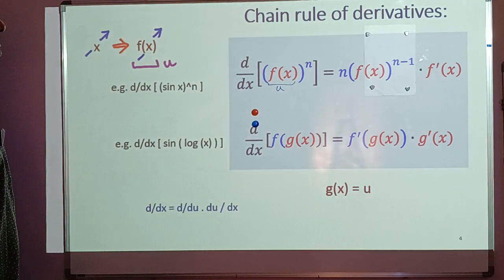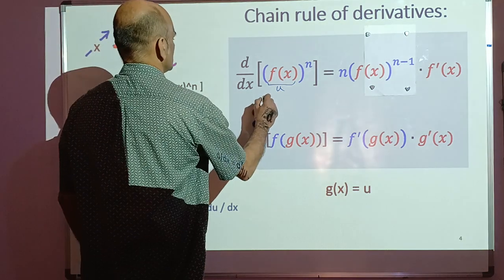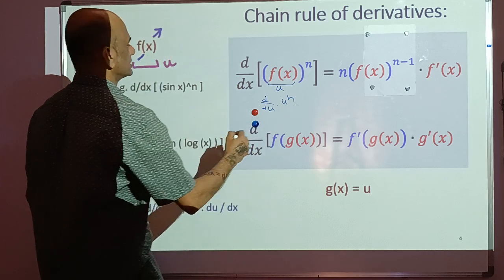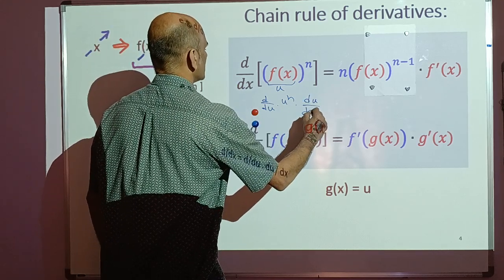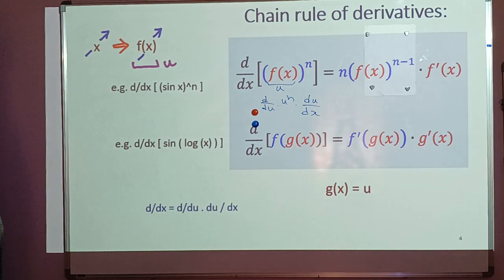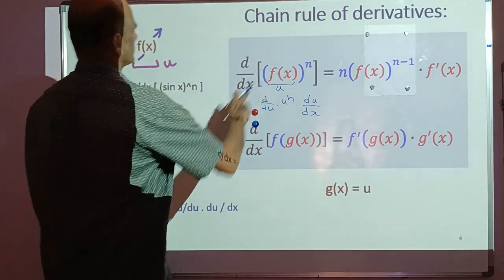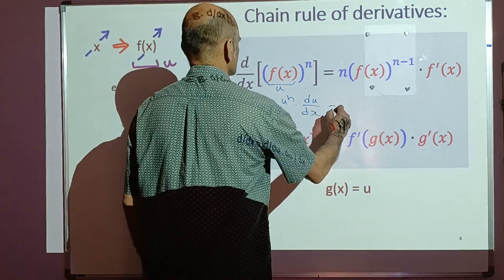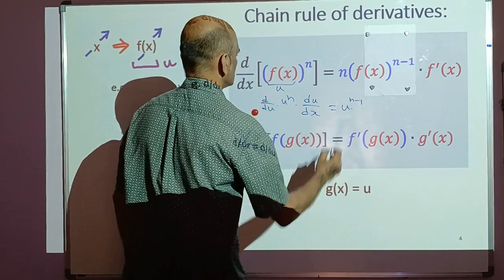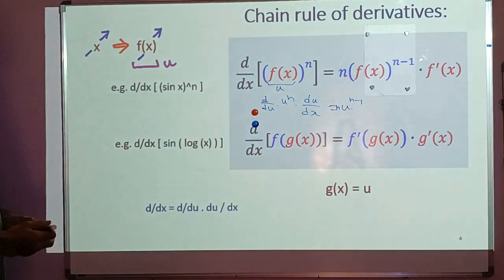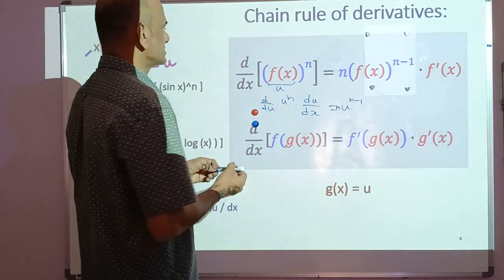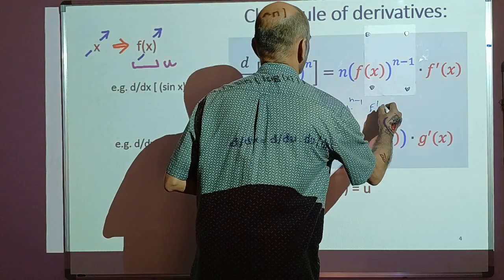So we know the derivative of u raised to the power n with respect to u. So this we can write as d by du of u raised to the power n, and to get this d by dx, we do du by dx. This is the chain rule of derivative. This is same as this because du and du will cancel. And d by du of u raised to the power n is n into u raised to the power n minus 1, because the derivative of x raised to the power n is n into x raised to the power n minus 1. So instead of x, we have the variable as u. And du by dx is nothing but the derivative of f of x with respect to x, which is f dash x.